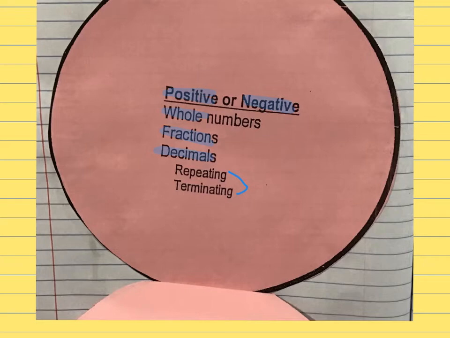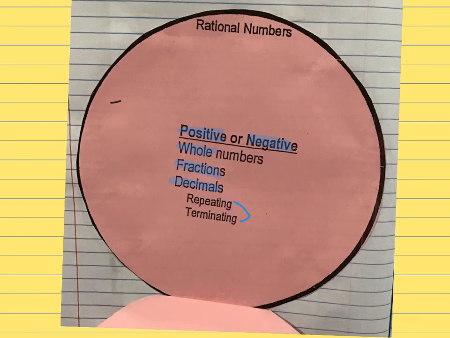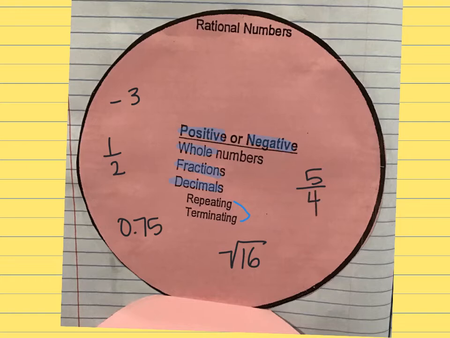So, for example, there's going to be a lot that I could put in here, but I could have -3, I could have 1/2, I could have 0.75, I could have the square root of 16, because that turns into a whole number. I could have 5/4, because that's a terminating decimal. I can have -2 3/4. I can have just 7. It's pretty endless in this category.